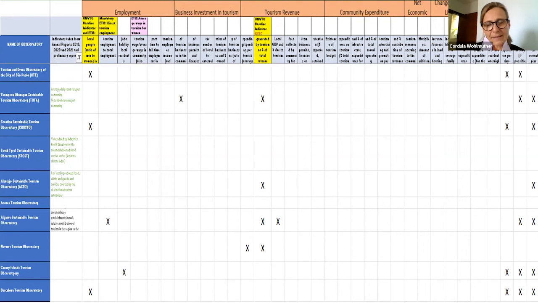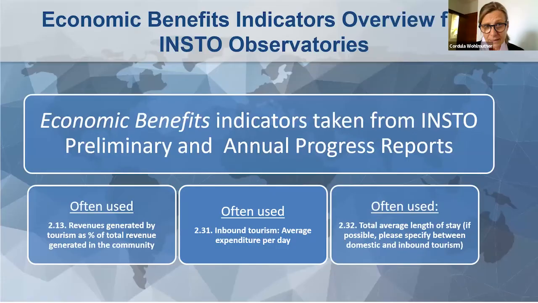So having said this, what we did as a next step is to see what are the most commonly used indicators in this particular field. And the finding is here to be seen, namely 2.1.3, the baseline indicator, revenues generated by tourism as percentage of total revenue generated in the community, but also 2.3.1, the inbound tourism average expenditure per day. I think this is very familiar to every one of us, and the total average length of stay of the visitor in the community or in the destination.